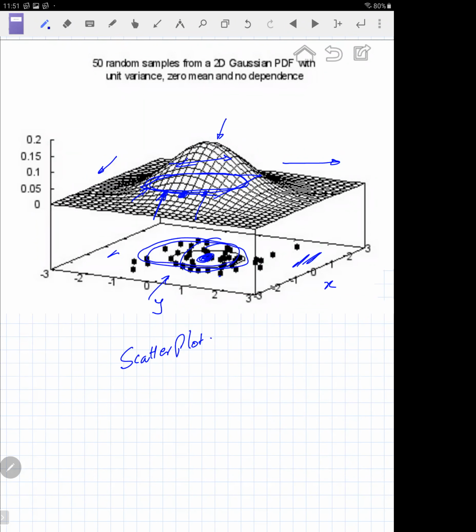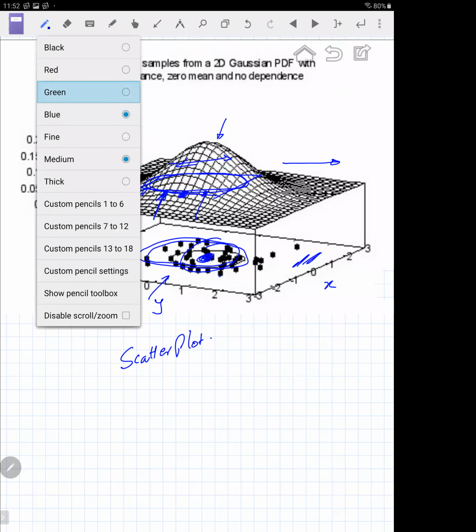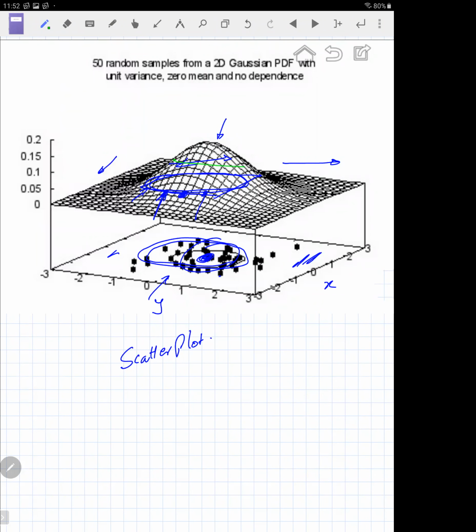Then I cut another one. I make a horizontal cut somewhere here, and that would correspond to a ring of identical probability distribution projected on your xy plane. And then let me do one more over here. Then I would see another ring over here. So these are basically contours of identical probabilities, and it is called a contour plot.